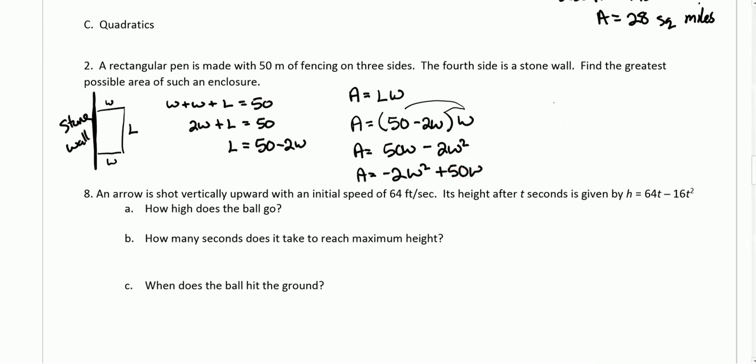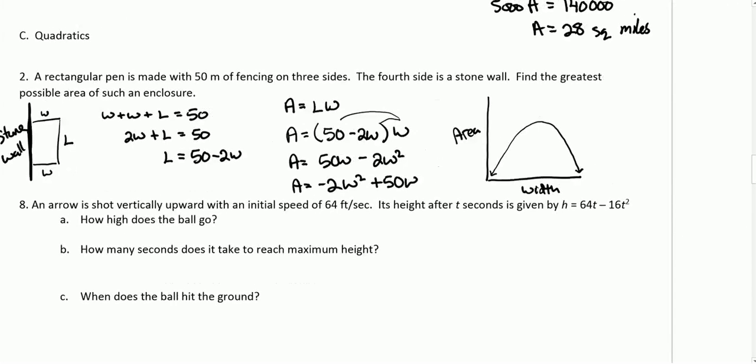To give you a visual here, this is the width that we use in the area. We get this upside down parabola. That's our equation, A equals negative 2W squared plus 50W, where the vertex is at the maximum here. So if we can find the vertex of this, then we can solve. So we want to put this in vertex form.